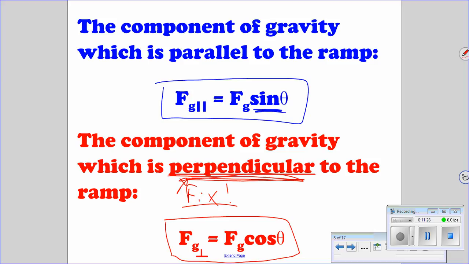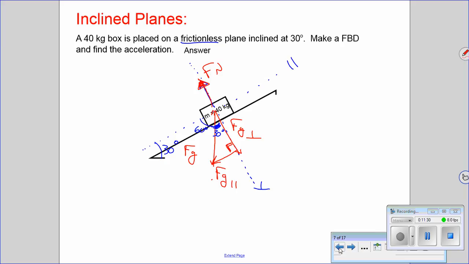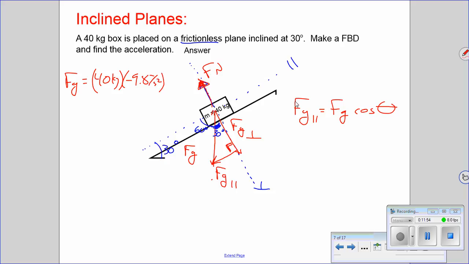All right. So, is everybody okay with what we've got so far? All right, so let's take a second and find these, and I don't know whether we're going to have much time beyond that. So FG parallel is just FG cosine theta. So I guess somewhere I need to find FG, right? So my FG is going to be 40 kilograms times negative 9.8 meters per second squared, which gives you negative 392 newtons.